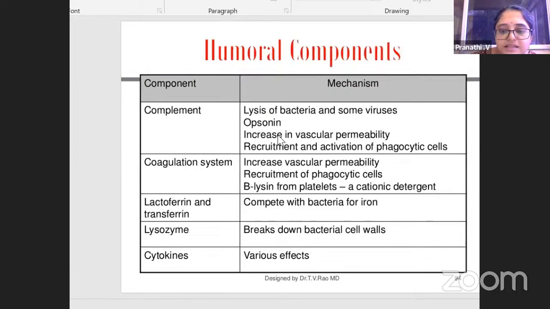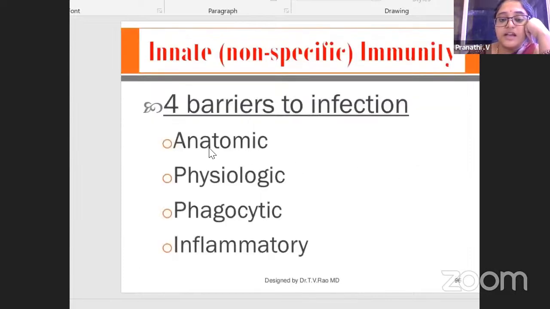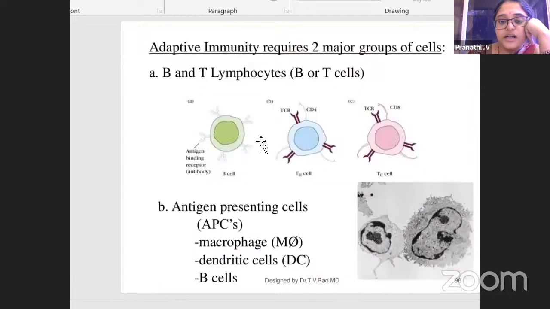Numerous components are these. Again, what are they? Lysozyme breaks down the bacterial cell wall, lactoferrin and transferrin deprive the bacterium of iron. Cytokines have different kinds of effects. Again, the complement system helps in removing, and lysozymal activity and phagocytosis of the bacterial cell take place. So different kinds of cells have different kinds of activities. So we have just seen this non-specific kind of immunity.